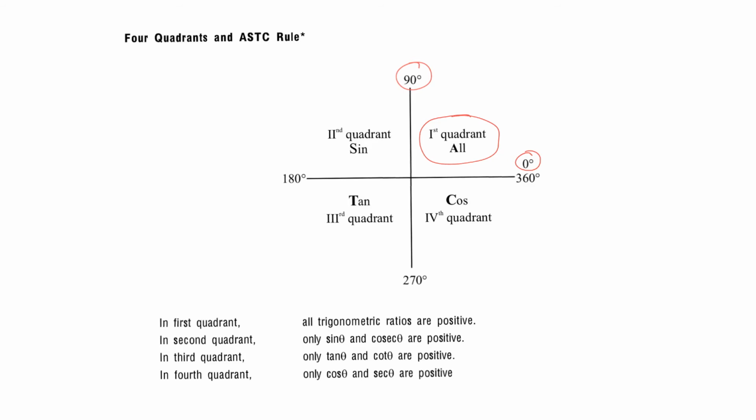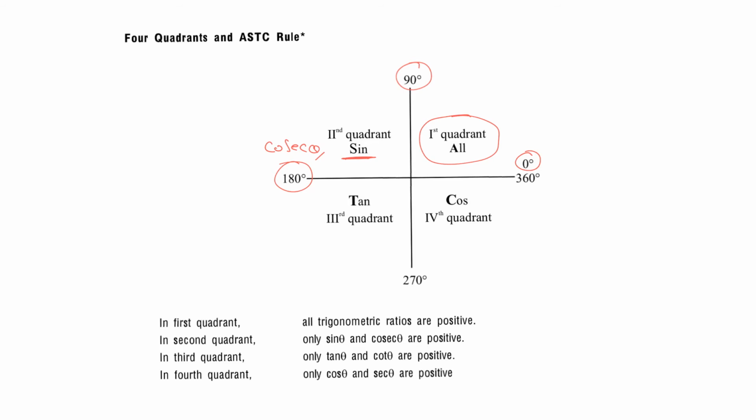And in the second quadrant the angle is from 90 to 180 degree. So over here, let's say I am taking an example of 120 degree. In the second quadrant only sine theta is positive, or the reciprocal of that, which is cosec theta. So we can write in the second quadrant sine theta and cosec theta are positive. So sine 120 is a positive value, but tan 120 is a negative value, and cos 120 is also a negative value.